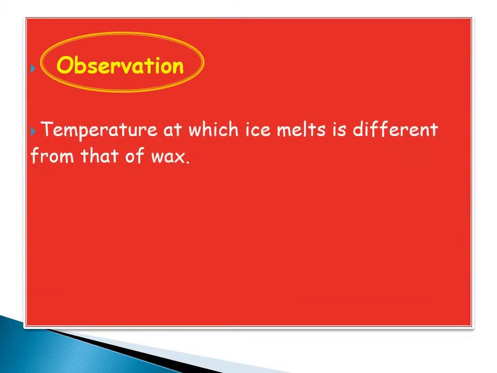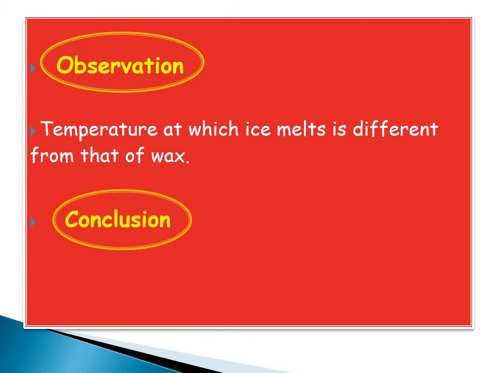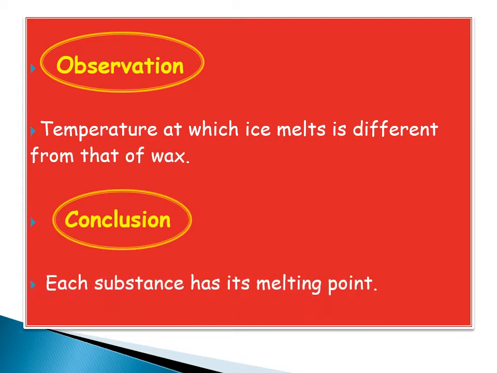Observation: the temperature at which ice melts is different from that of wax. So the melting point of ice is different from the melting point of wax. So we conclude that each substance has its own melting point, and we can use this point to differentiate between substances.